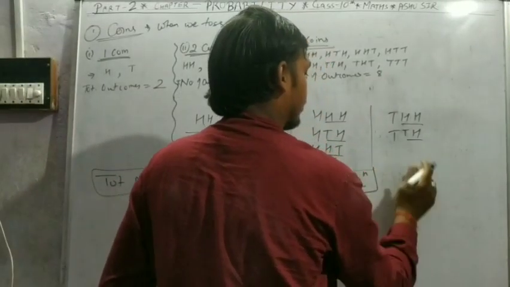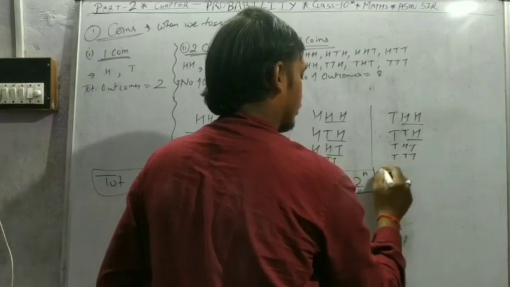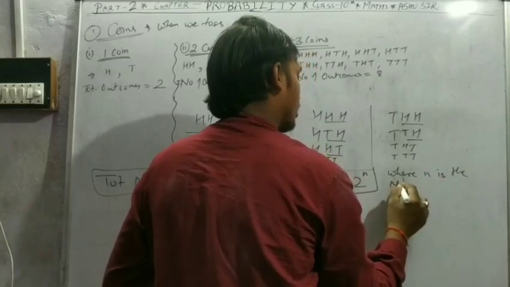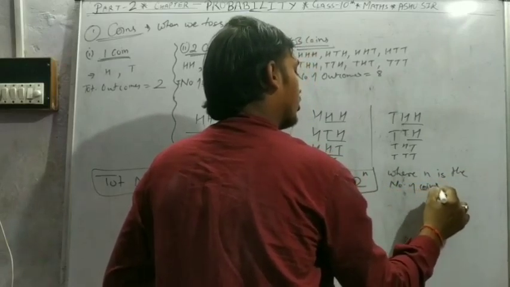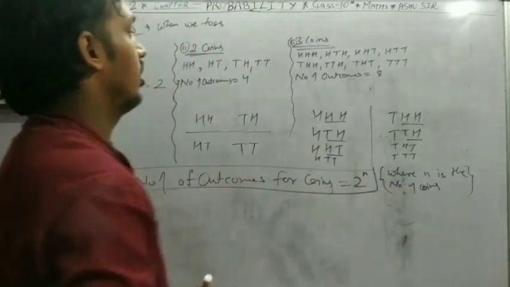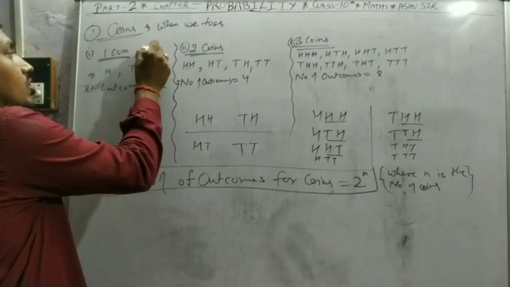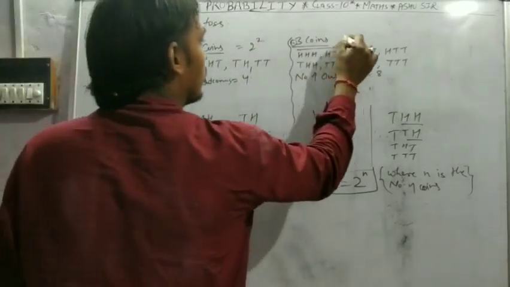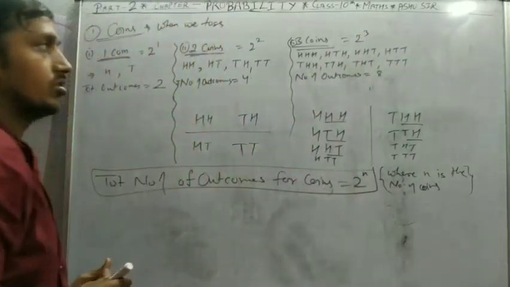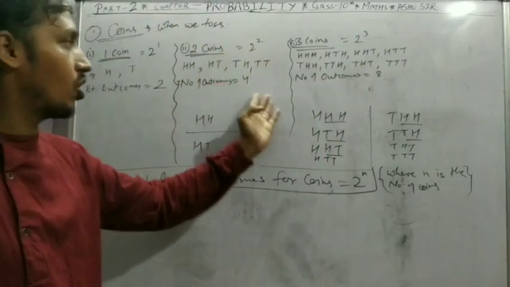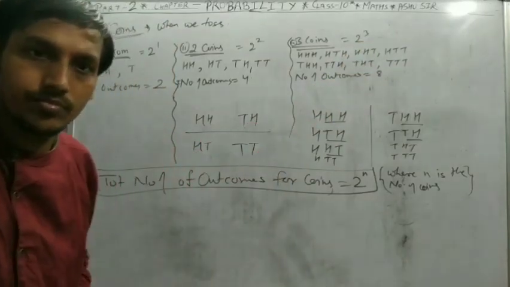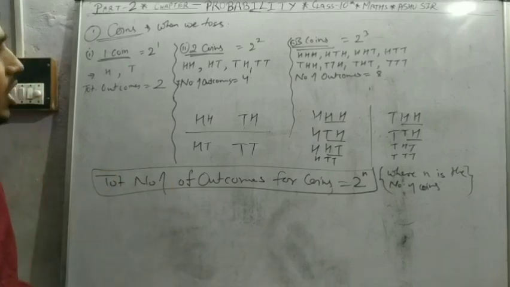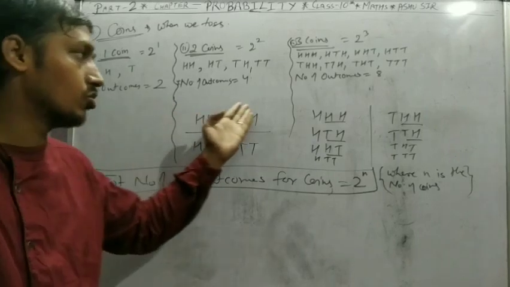Where n is the number of coins. If you check, 2 to the power 1, 2 to the power 2, 2 to the power 3. So 2 outcomes, 4 outcomes, 8 outcomes. Okay, so that is a way of writing all possible outcomes in 1 coin, 2 coins and 3 coins.